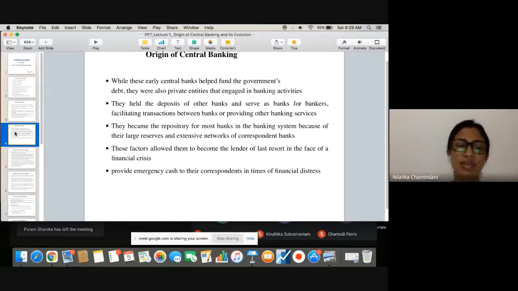But there were so many events during history where banks met with a financial crisis. At that time, as we discussed, the central bank has large reserves of funds, so it can rescue any bank that is going to collapse. At that time the central bank can help by giving them funds to reactivate their function, so that the bank is not going to collapse. So the central bank is doing the role of a rescuer like that. It provides emergency cash, the emergency cash requirement here, to their correspondents in times of financial distress.